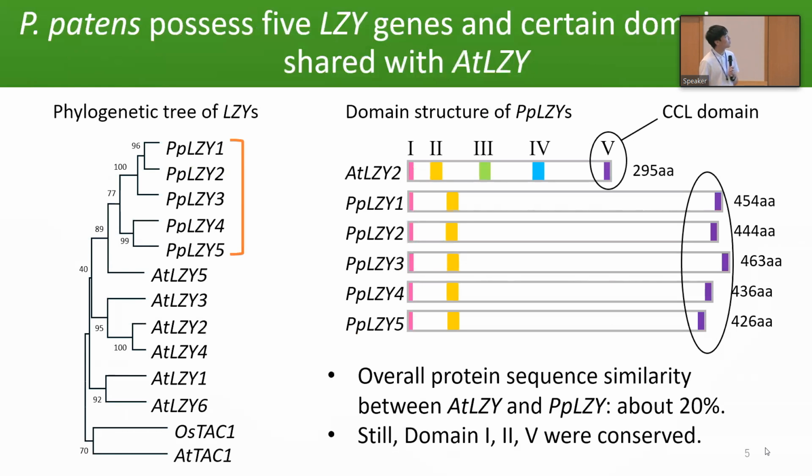We continue from Professor Morita's talk. We focused on the function of the LAZY genes in Physcomitrium patens. Physcomitrium has 5 LAZY genes, and the protein sequence similarity is really low compared to Arabidopsis, only about 20%. But certain domains, probably most importantly the domain at the C-terminus, are conserved even in Physcomitrium patens. So we thought that these LAZY genes in Physcomitrium would probably also be involved in gravitropism.